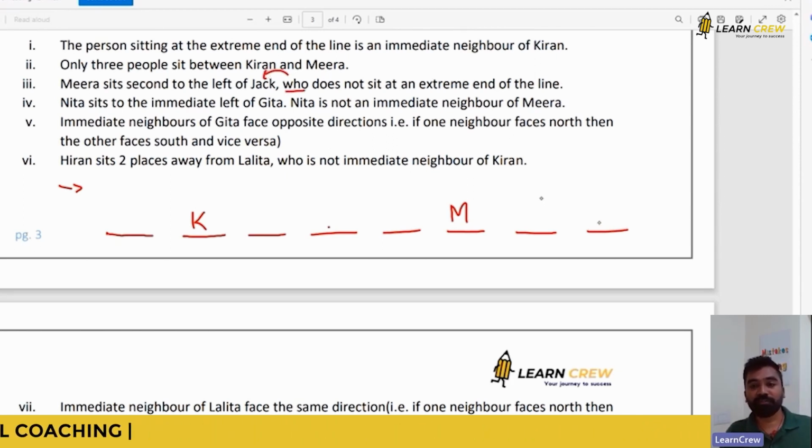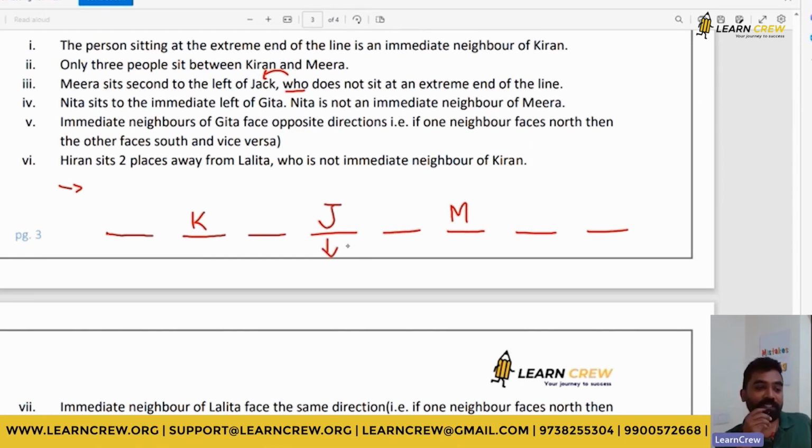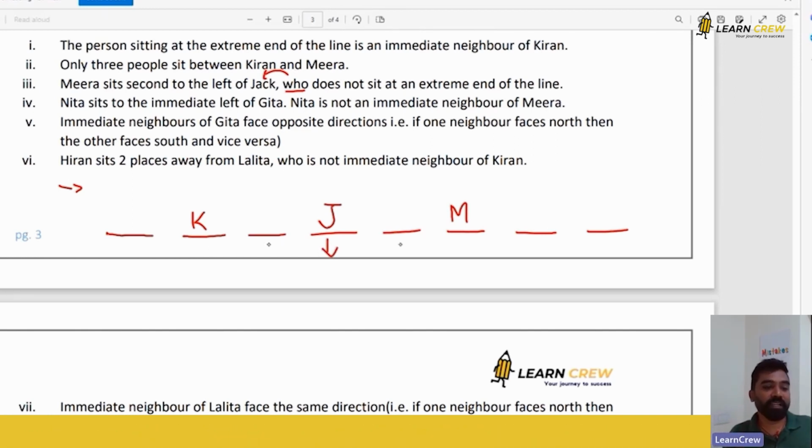So Jack cannot be here. Obviously Jack's position has to be here. So what is the direction of Jack if Meera sits second to the left of Jack? Which side is left for Jack? When will the left of Jack become Meera? So he is facing south. Okay. Jack is facing south. Only then can Meera be second to the left of Jack.